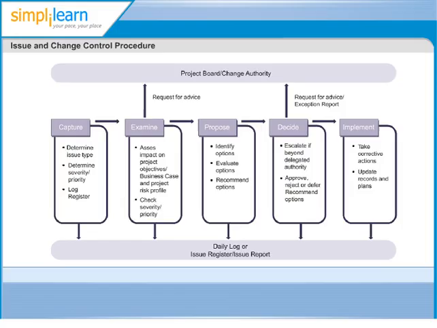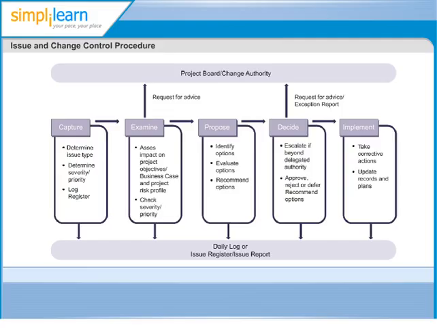The next step is decide. In some situations, the project manager may be able to resolve issues without the need to escalate them to the project board. Other issues may require escalation to the project board or its delegated change authority for a decision. The escalation could be in the form of an issue report or in the form of an exception report. We will discuss the decision-making process in detail in the next slide once again.